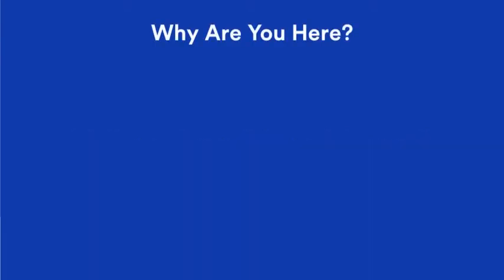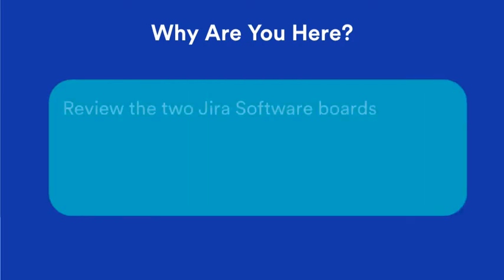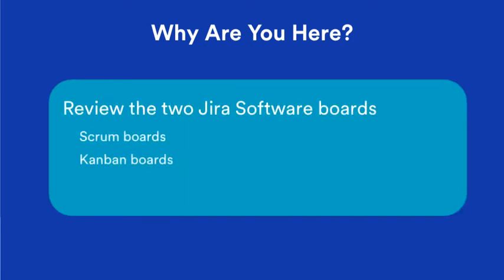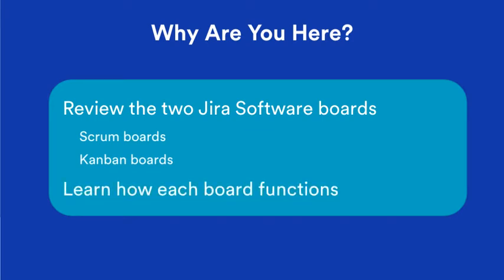This is the first in a series of tutorials that will introduce you to the basics of JIRA software. In this tutorial, you'll learn about the two Agile boards, Scrum and Kanban. You'll also learn how each board functions to help you and your team plan and execute work. This tutorial is all about the planning stage of Agile methodology.